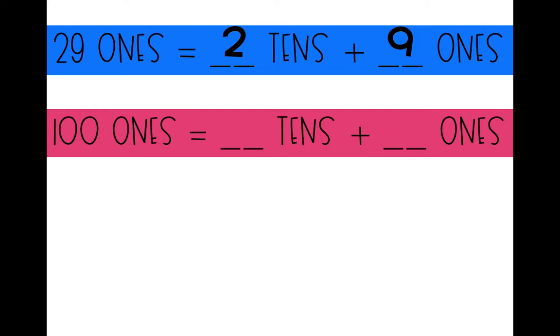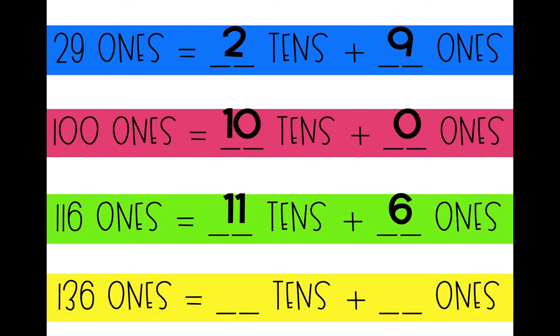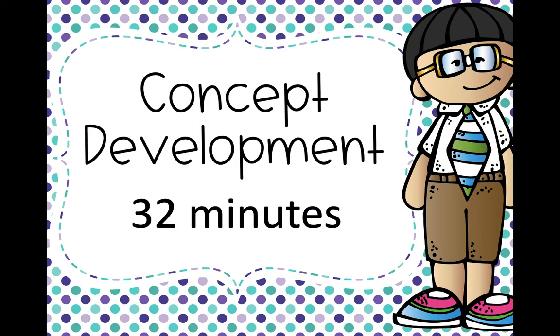100 ones. This is a tricky one, but I think you can get it. 100 ones equals 10 tens and 0 ones. We know that our 10 tens make 100. 116 ones equals, if we look, 11 tens and 6 ones. 136 ones equals 13 tens and 6 ones. Great job, friends. Let's go ahead and jump into our lesson today.